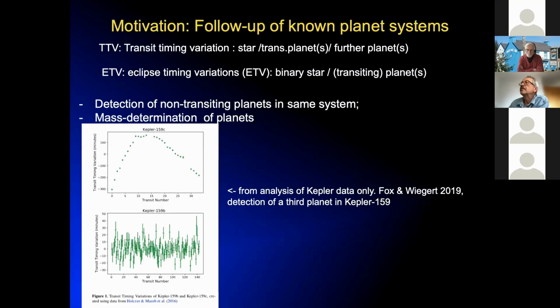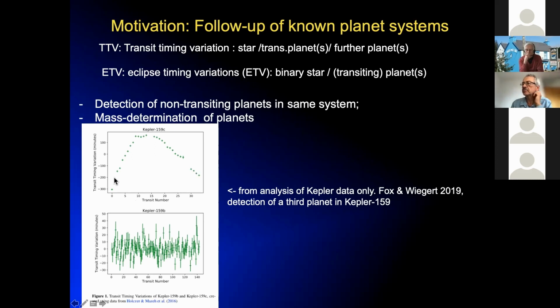Okay, that is, I think, the main motivation for our efforts with the ground-based follow-up. Then another motivation, and this has been talked about by Simone in the second talk, is the follow-up of known planet systems, where it has been mentioned already that we may detect transit timing variations, period variations, or eclipse timing variations. And these can be used both for the detection of non-transiting planets in a system with known planets and for the mass determination of planets.